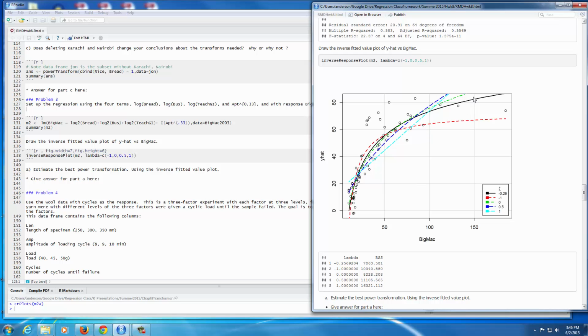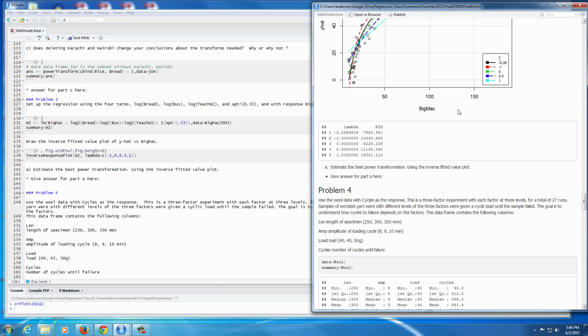And remember, black is the optimal suggested one, and so you're looking for a common power that would be nearby to the black one, and suggest that for your power. And that's what I'm asking you to do in line 143 of the markdown file.